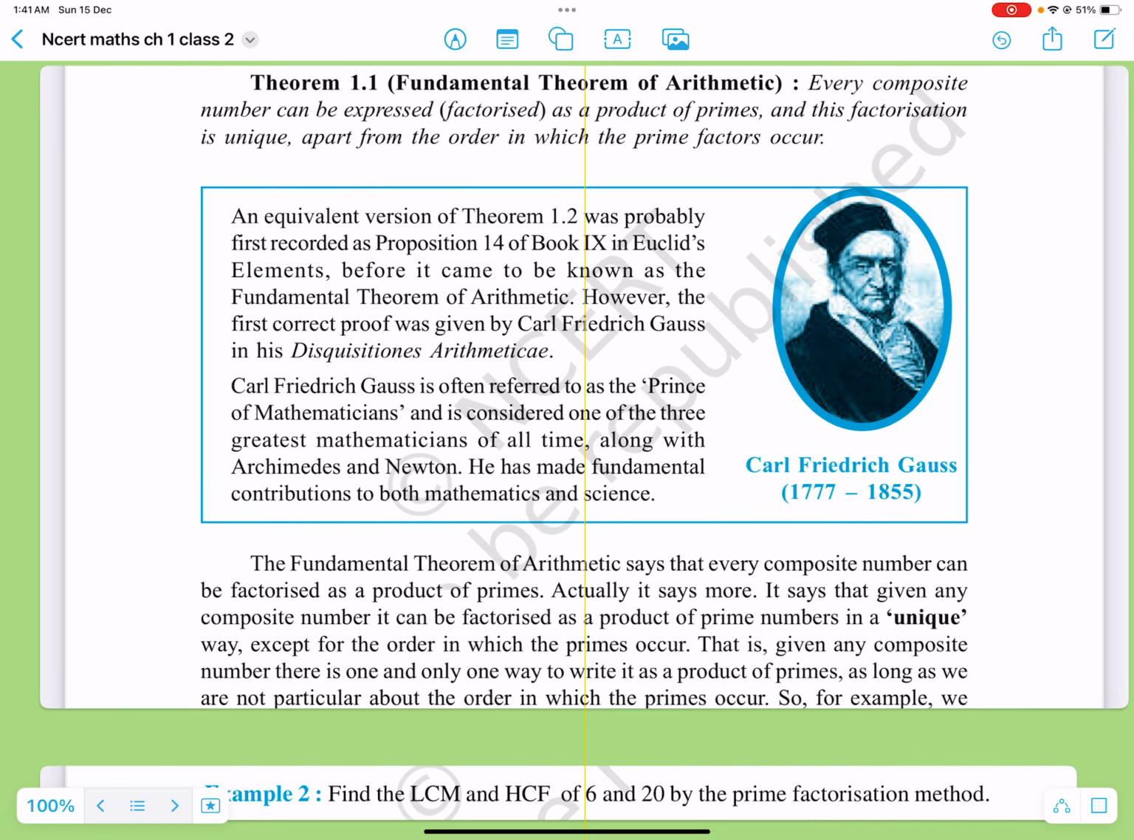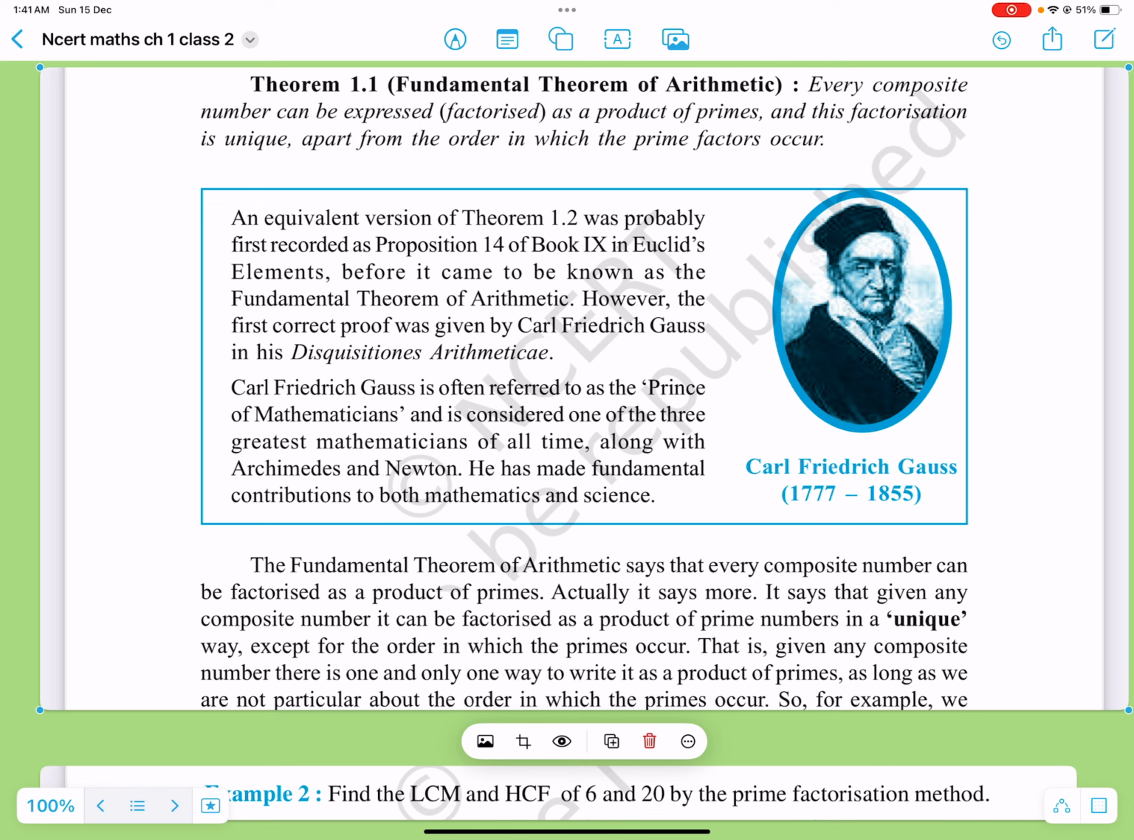Cool. So just a recap. In the last class, we discussed the fundamental theorem of arithmetic. And this theorem specifically studies the application of integers. Let's repeat the theorem. It says every composite number can be expressed or factorized as a product of primes. And this factorization is unique. It means the prime factors are unique. You cannot have multiple combinations of those factors.